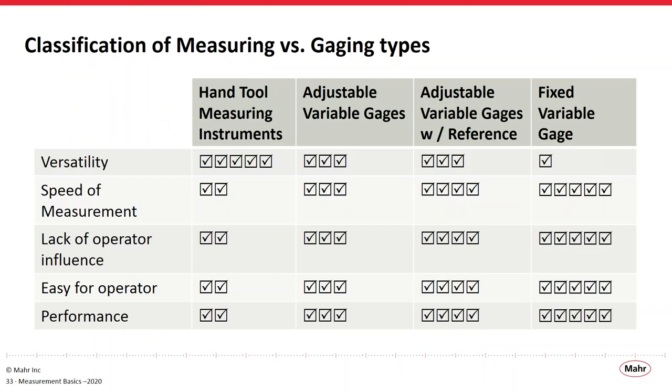So I like to think of these gauges in terms of good, better, and best. We said that hand tools, which are measuring instruments, have lots of versatility, but they lack speed because the operator has to bring them into contact and adjust them with their influence to get a good reading. So it's not that easy for the operator to use, and generally the performance of hand tools is not as good as some of the variable gauges. Variable gauges get better from the adjustable, then to the reference, and then the fixed variable gauge. The fixed variable gauge gives us the best performance, but again, the least versatility.